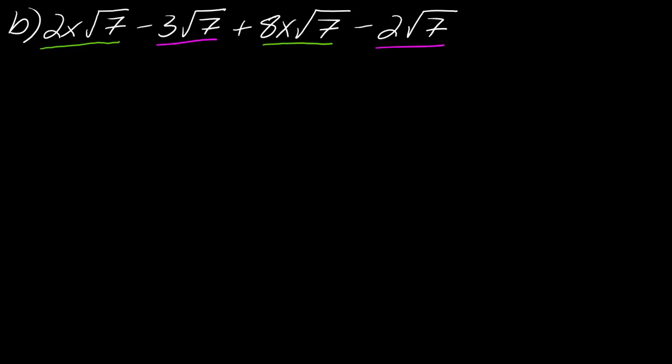And so then I have 2x plus 8x, so that's going to be 10x times the square root of 7. And then negative 3 minus 2, so that'll be minus 5 times the square root of 7.